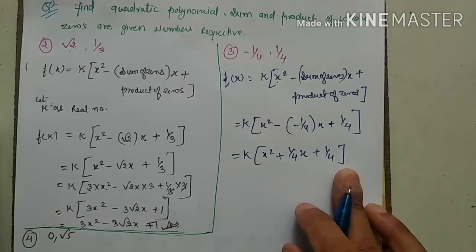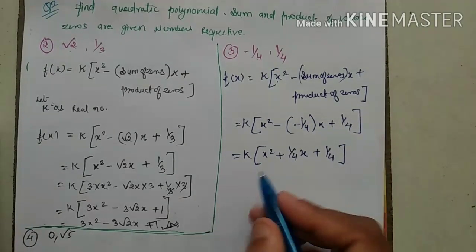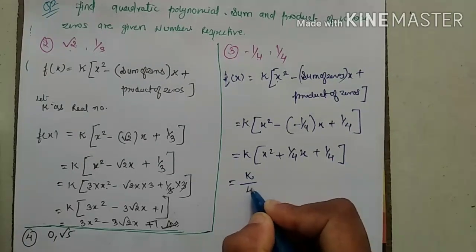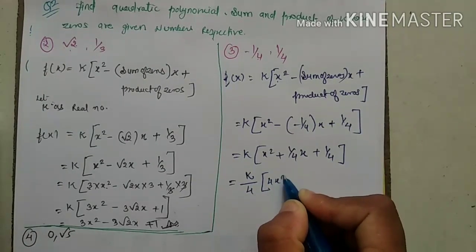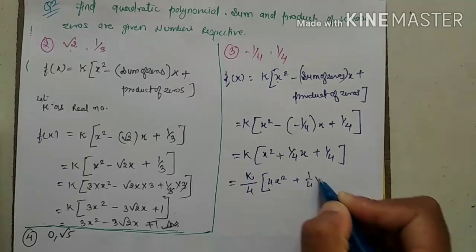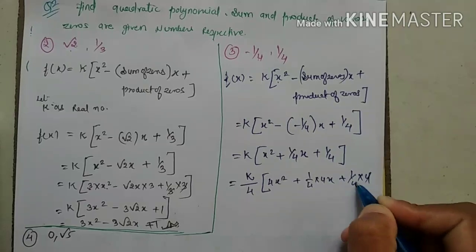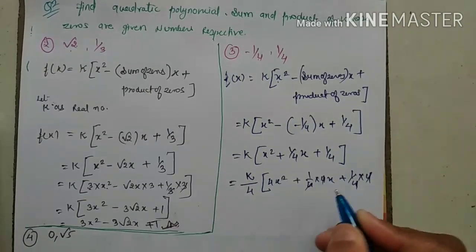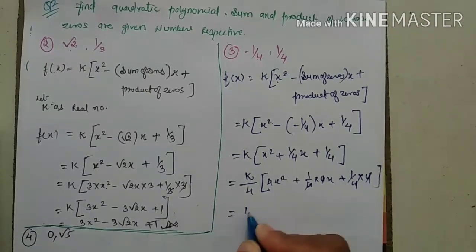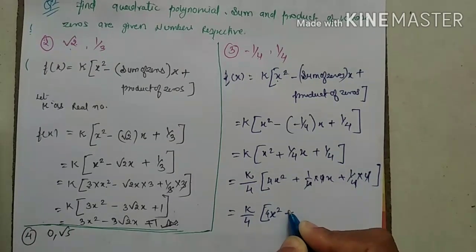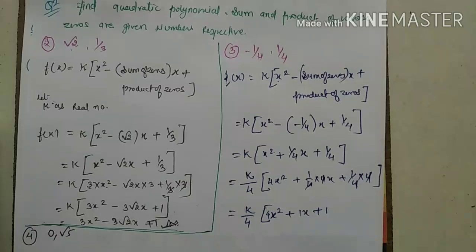As you know, there is a 4 everywhere, so I am taking the LCM and multiplying it with all of them. Or you can write here also k by 4 upon 4x square plus 1 by 4 into 4x plus 1 by 4 into 4. 4 cancels with 4, 4 cancels with 4. So what is the remainder? K by 4 is equal to 4x square plus 1x plus 1.